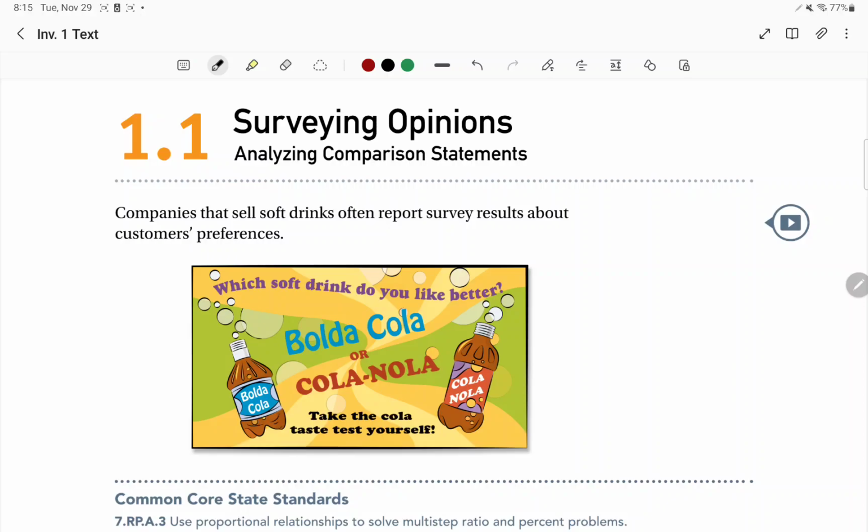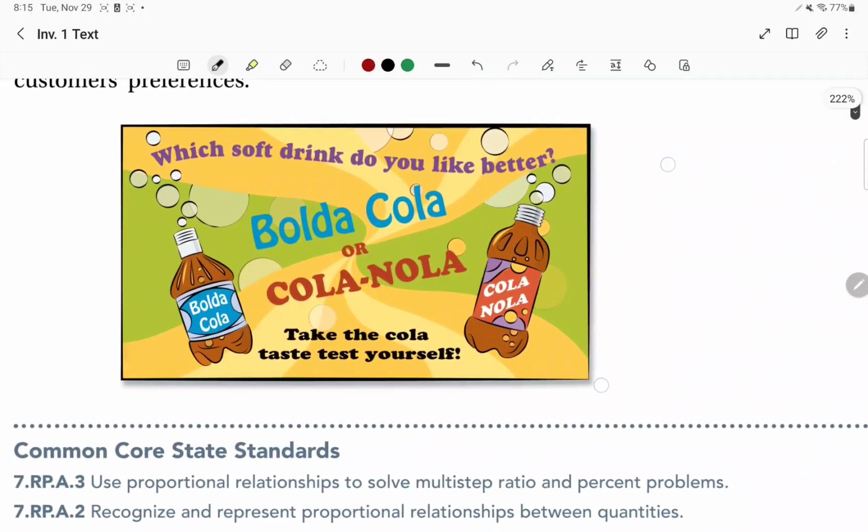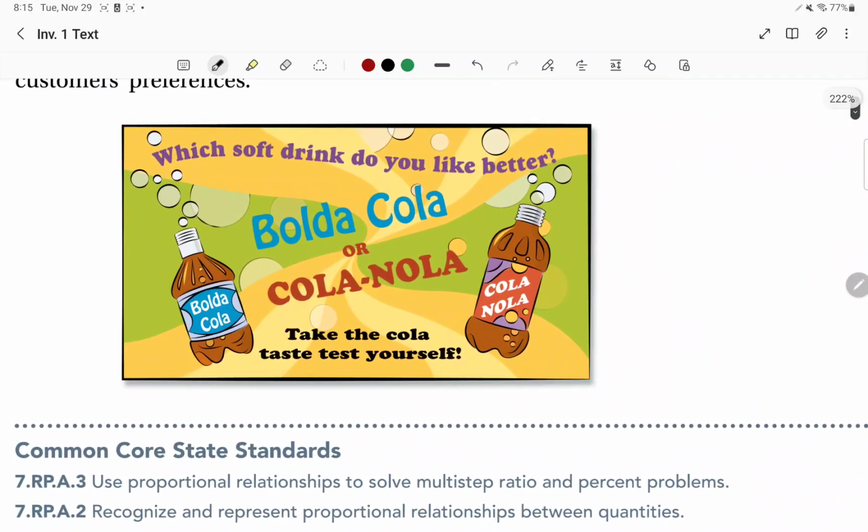And we're looking at this ad right here. Which soft drink do you think is better, Bolda Cola or Cola Nola? Now I know the names are kind of silly. If you can't get over that, then let's call this Pepsi and let's call this Coke, okay? So we have Pepsi and Coke that we're comparing, and we're looking at the different stats that come from asking so many people which ones they prefer.